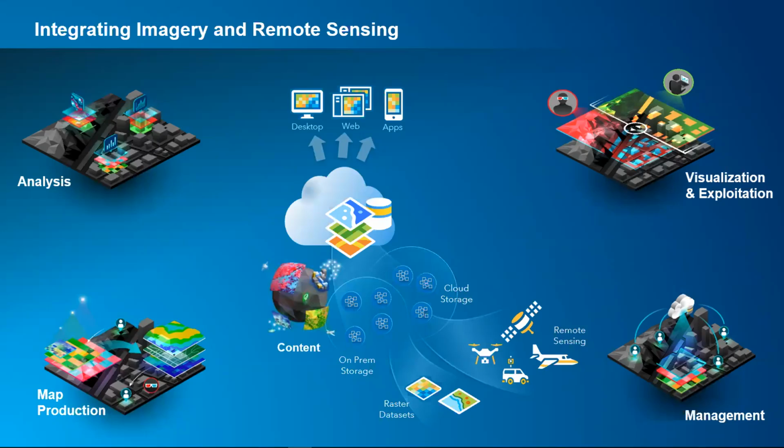The fifth component is really content. ArcGIS provides massive amounts of content that we make accessible to users, so that they can use that as the base for not only visualization applications, but also performing lots of different types of analysis. So these are the 5 key components that make up the imagery platform that ArcGIS provides.